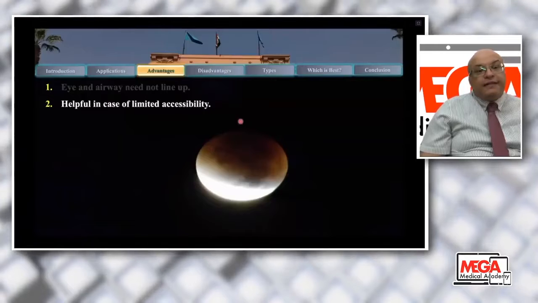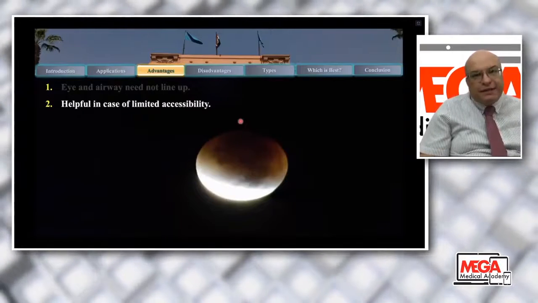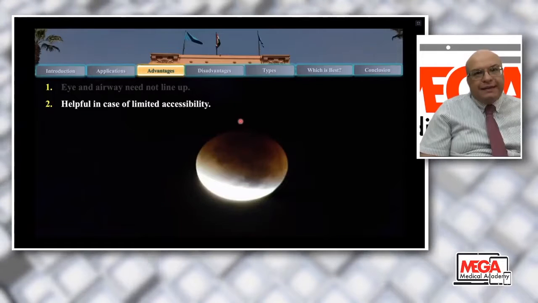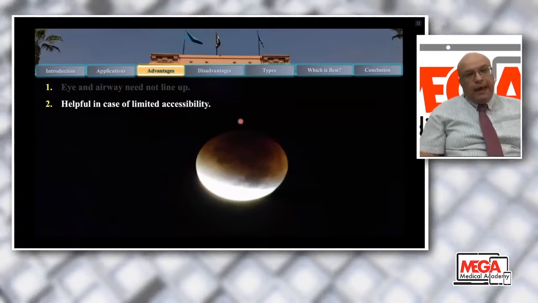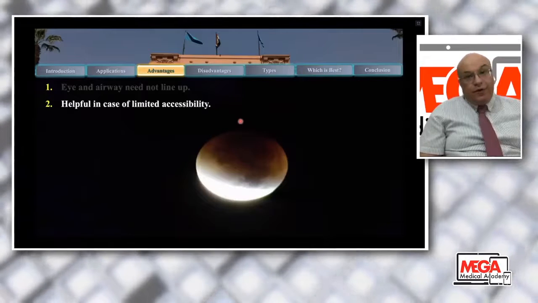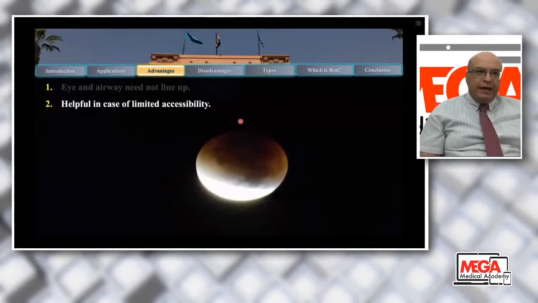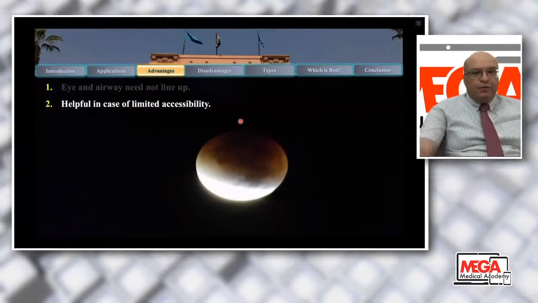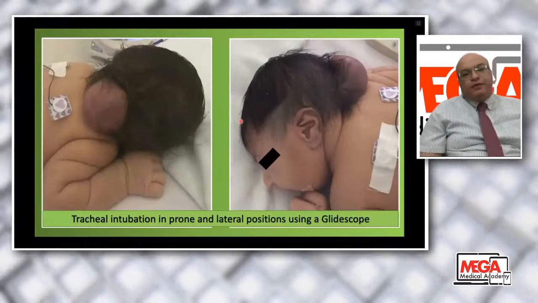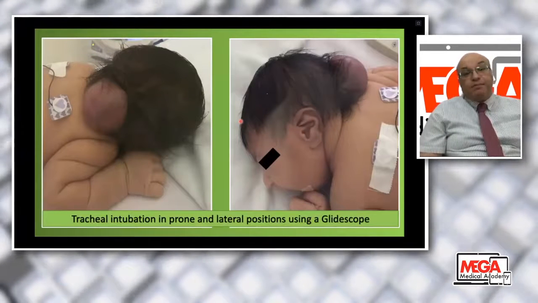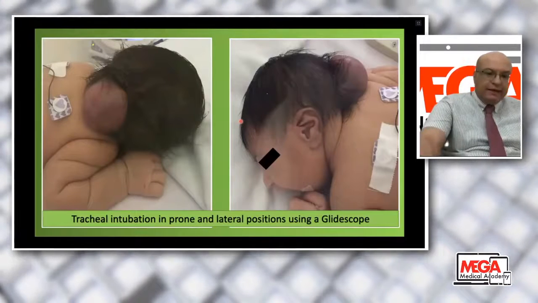Also, it is helpful in case of limited accessibility. For example, if you are going to anesthetize the patient in the MRI suite or in the CT suite, using old machines, which are longer, the head is not accessible for you. If you are anesthetizing a patient in prone position and there is a problem with your tube, using a video laryngoscope could be helpful here. We described the use of tracheal intubation in prone and lateral position in a patient with encephalocele using a glidoscope.